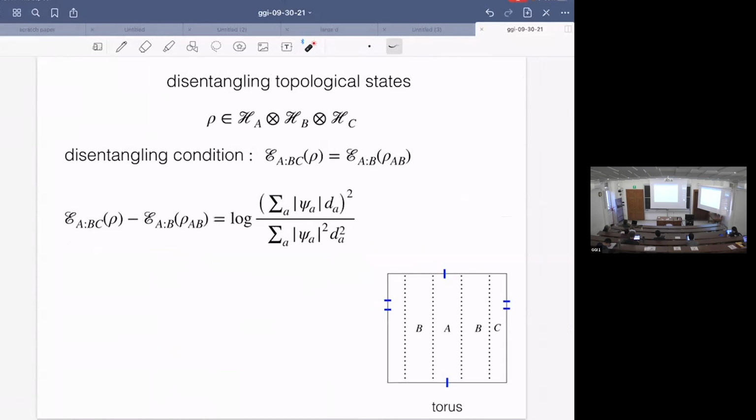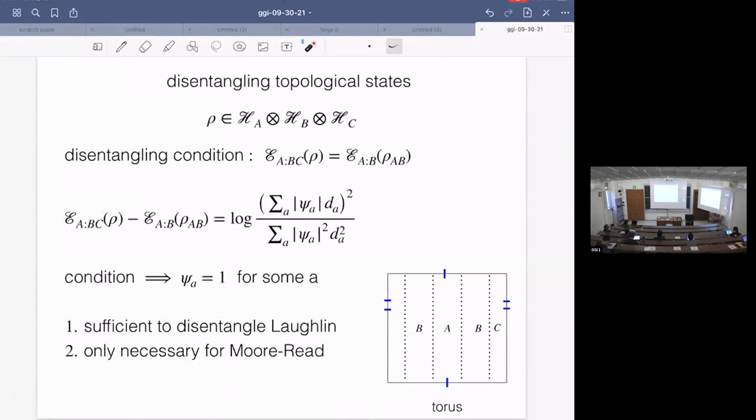So when we apply this formalism to the topological states and just use the formulas that I had in the previous slide, what we find is that these 2 entanglement negativities which appear in this disentangling condition, their difference in general has a non-zero right-hand side. The right-hand side only vanishes when this amplitude is equal to 1 for some A and 0 for all the other ones. So what it's saying is that our topological state satisfies a disentangling condition when the degenerate torus state is in a specific topological sector.